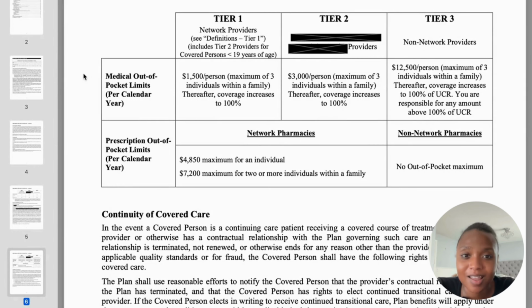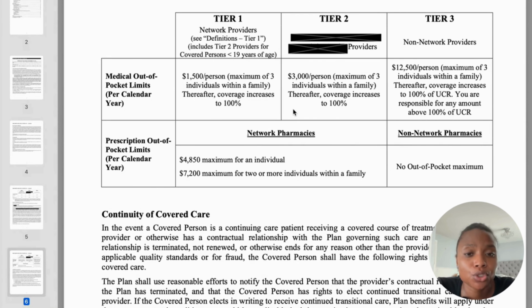So different than the last SPD, and even in the table for the deductible of this SPD, you'll see that the out-of-pocket max is defined on a per person level, so you can calculate that for individual and family plans. What I mean by that is, for example, for tier 1 providers, that out-of-pocket max for medical claims is $1,500 per person, with a maximum of 3 individuals within the family. So if you have an individual plan, then your out-of-pocket max is $1,500. But if you have a family plan, it can be up to $4,500. So that's $1,500 times 3.